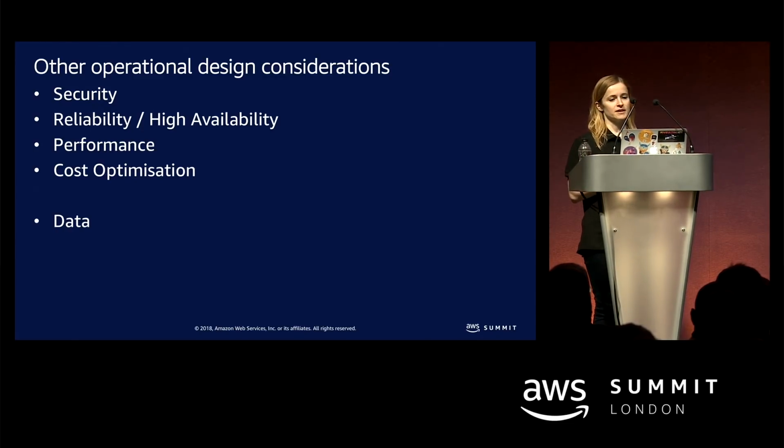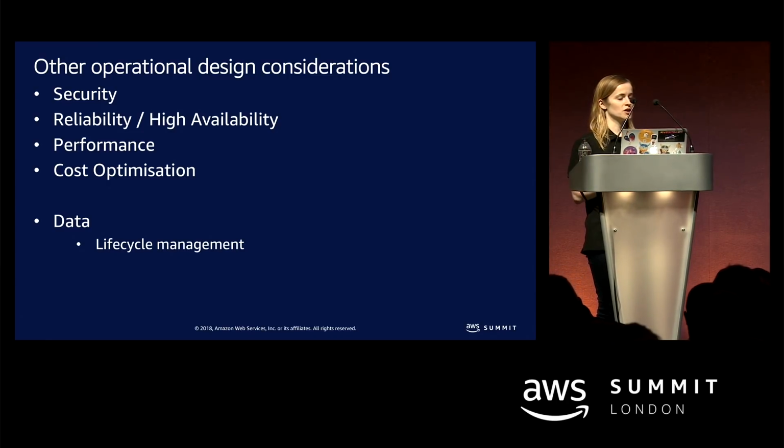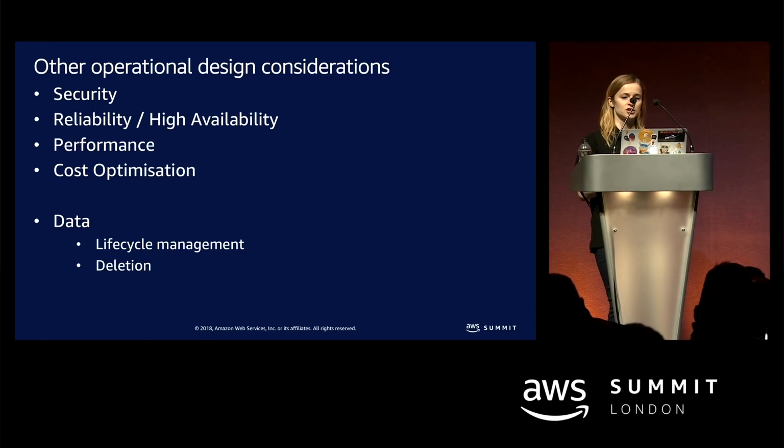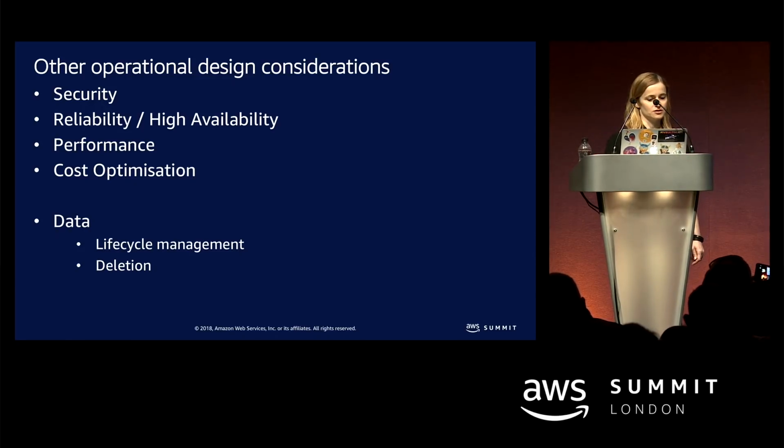And just briefly to touch on data management, when you design your application, you should think about what your data lifecycle is. So when can you actually move your data to archiving or Glacier in the case of Amazon S3 storage? Or when can the data be deleted? It's much easier to get this right during the design stage than do it later on.